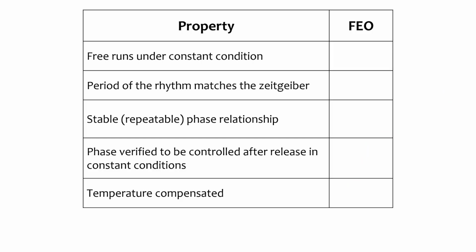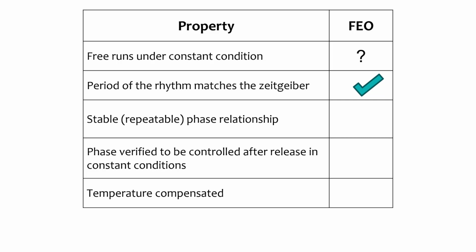Let's review how the locomotor FEO meets the properties of a circadian oscillator. To test constant conditions, food would need to be restricted long enough to see a free-running rhythm of the FAA, and it is not humane or practical to stop feeding rodents for a prolonged period. We cannot easily test this property of the FEO. The period of FEO matches the Zeitgeber. FAA follows 24-hour cycles of food availability, except when it is re-entraining after a phase shift in the feeding schedule.